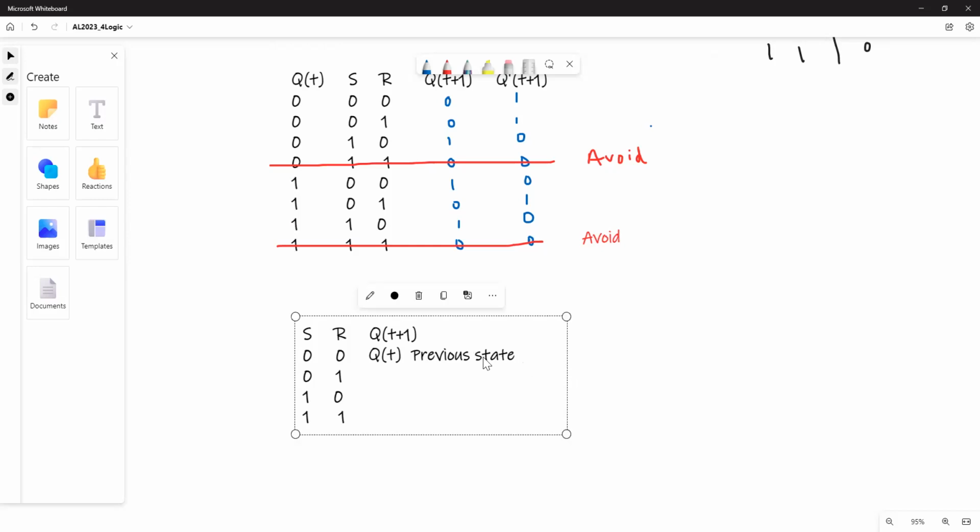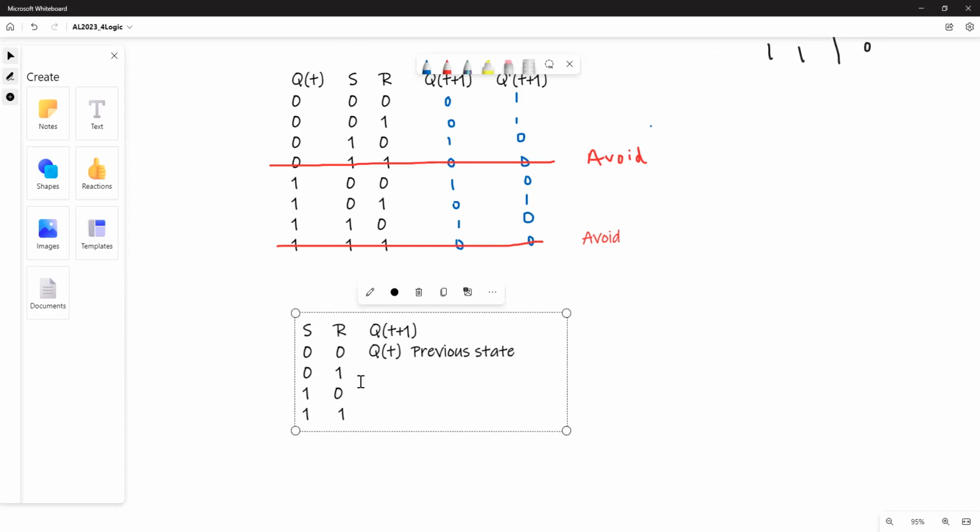Okay, do you understand? That means if both S and R are 0, we know the output is the previous state.